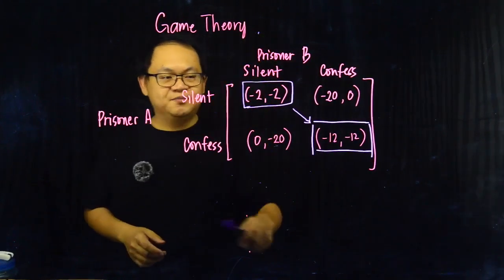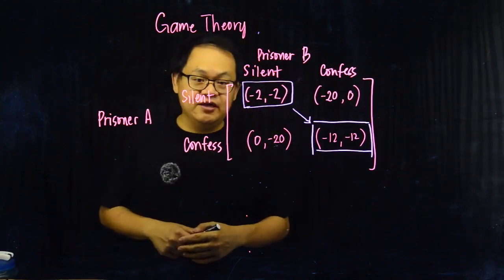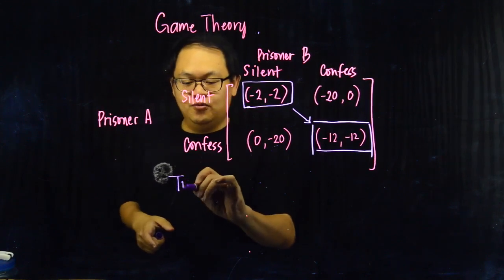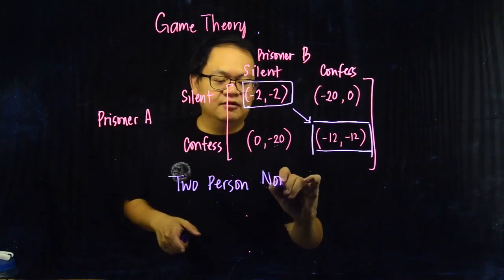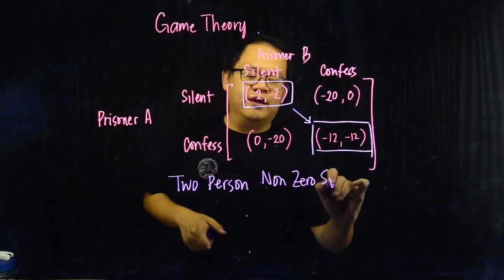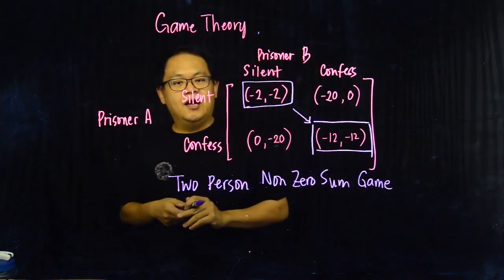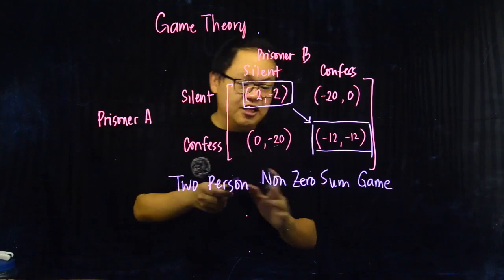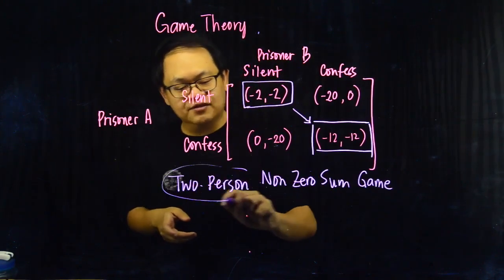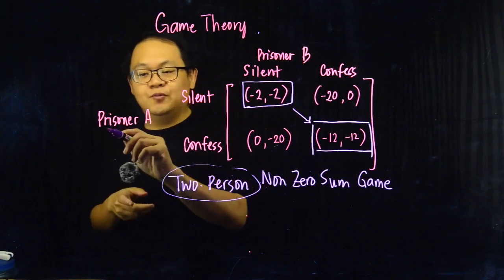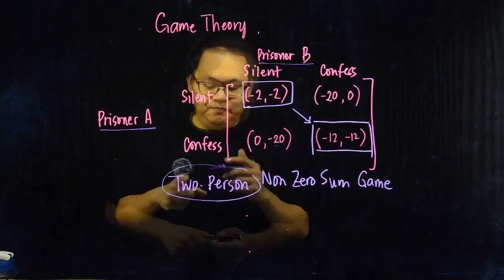Now, this prisoner's dilemma is actually a classic example of game theory, and this is what we call a two-person non-zero sum game. I will tell you why this is a non-zero sum game, but I hope it's very obvious that this is a two-person game. No? There are 2 persons involved in the game, prisoner A and prisoner B. Okay?